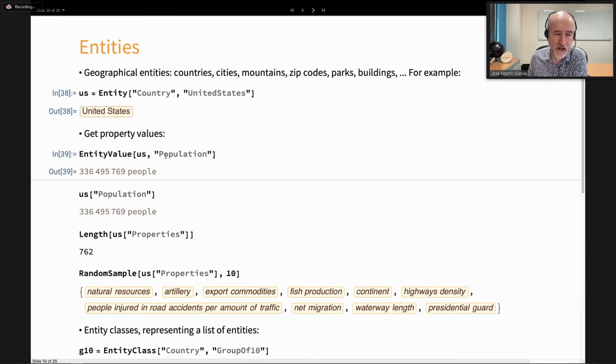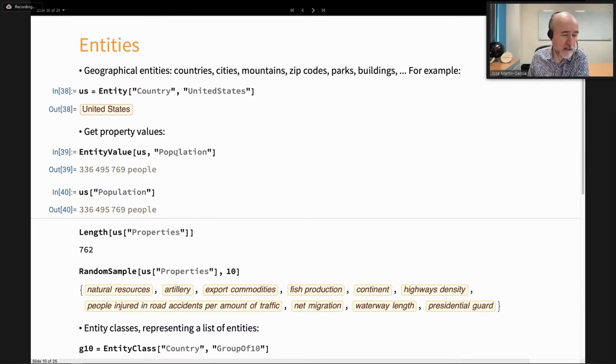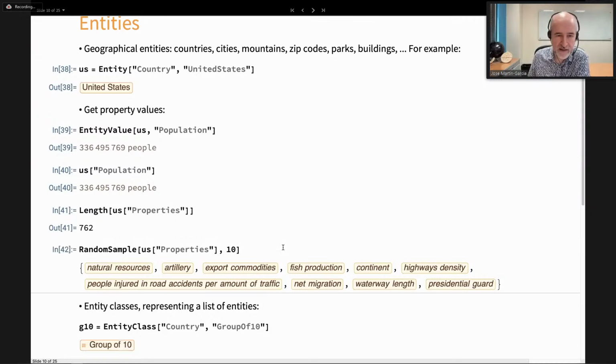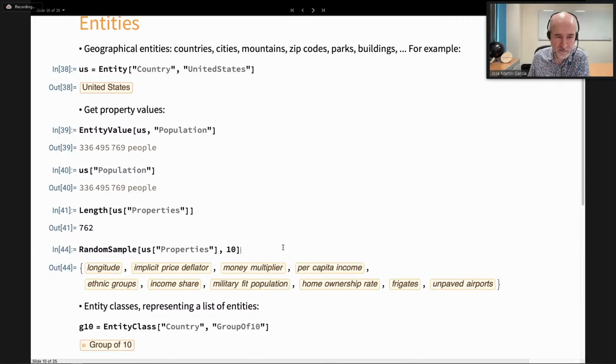For example, what's the population? That's a notation for it. And this is a simplified notation to get exactly the same thing. So these values of data are updated regularly by the Wolfram Alpha team. And we have very many properties about each of these entities. For example, about countries, we have more than 700. These are some examples of properties that we can query about these countries.